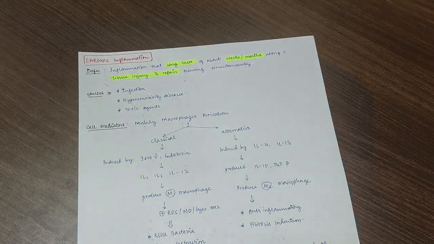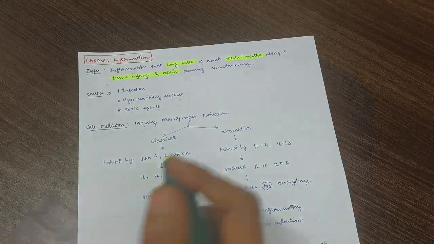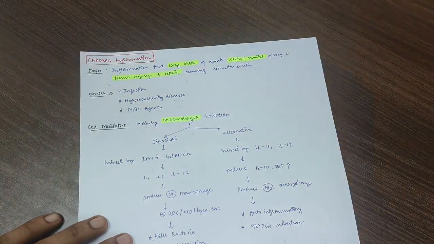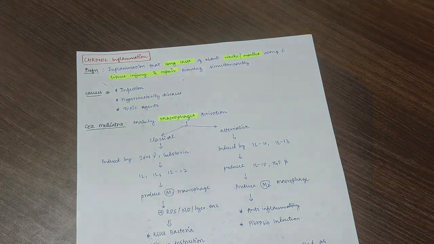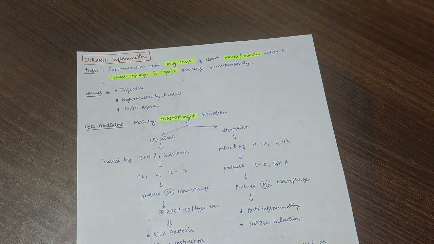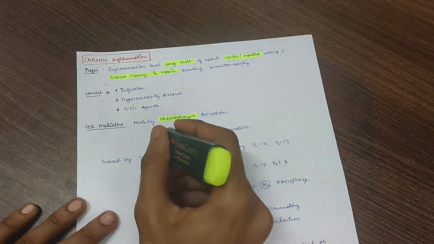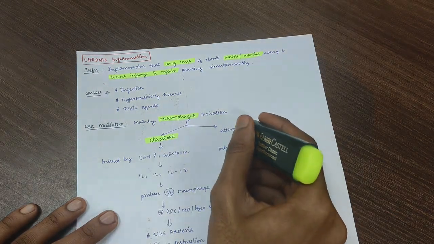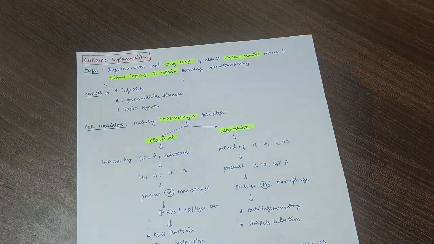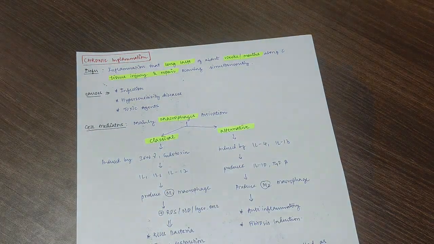So what are the cell mediators in chronic inflammation? It is mainly macrophages. Lymphocytes are also seen, but macrophages you must know in detail. There are two types of activation. One is the classical method of activating macrophages, the other is the alternative method. So what are the things which you are going to see?